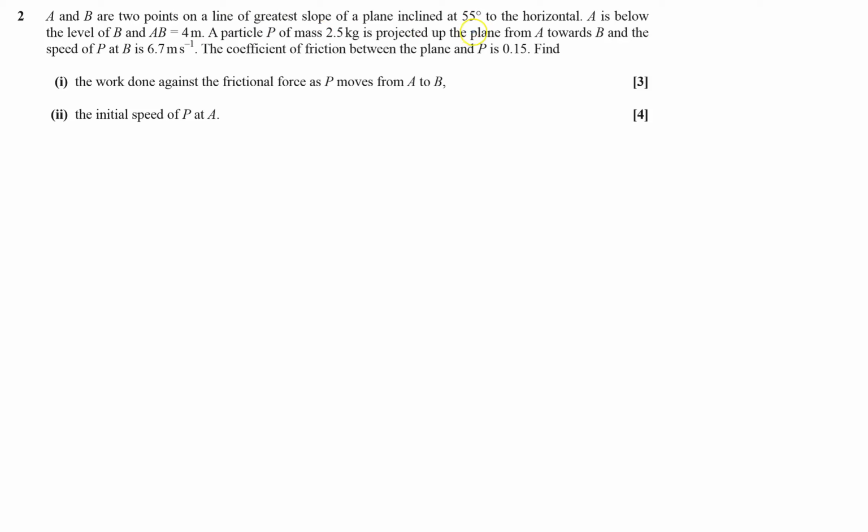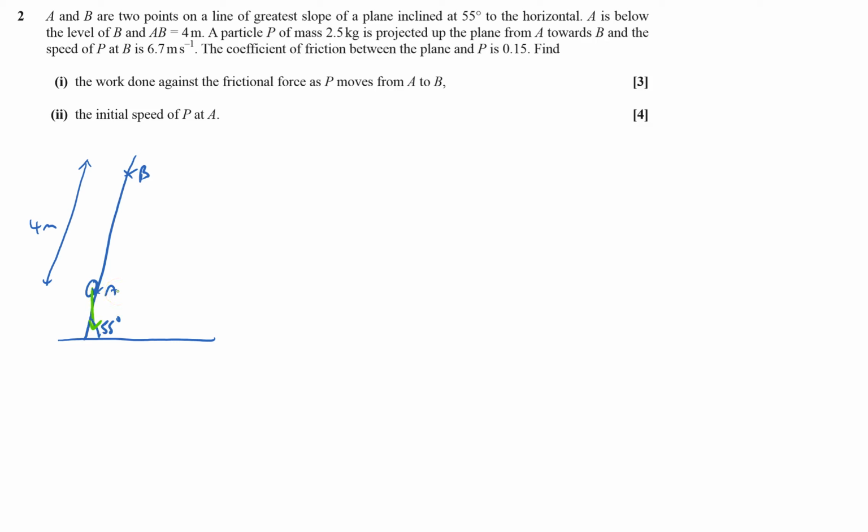Okay, two points inclined at 55 degrees to the horizontal. That's 55 degrees. We've got A and B. We've got A down here and B up here. That's 4 meters there. Particle mass 2.5 kilograms. Particle there. It's going to get messy. I can see it's going to get messy already.